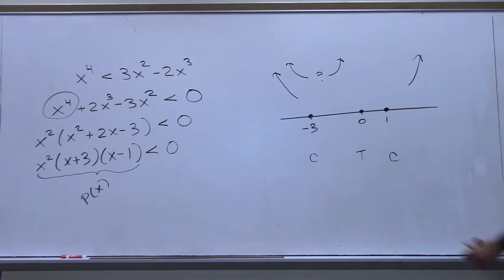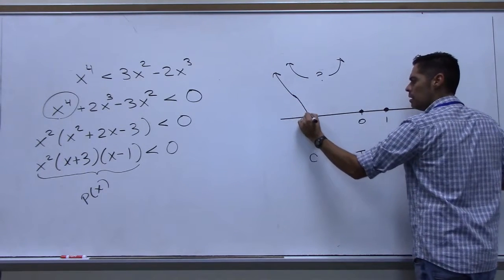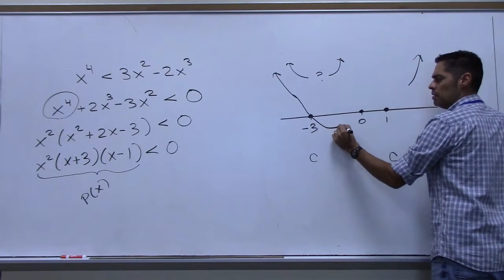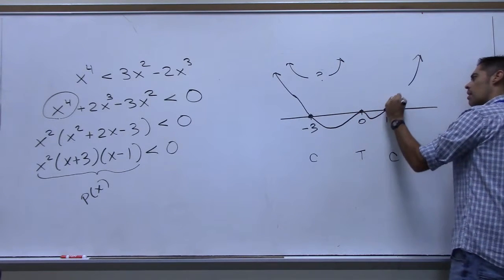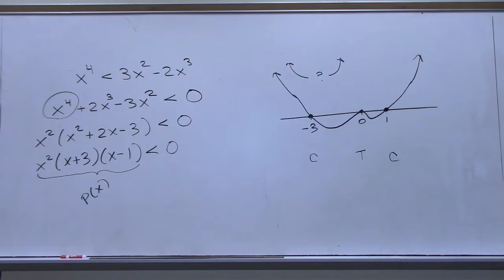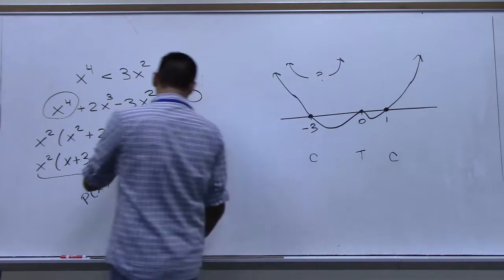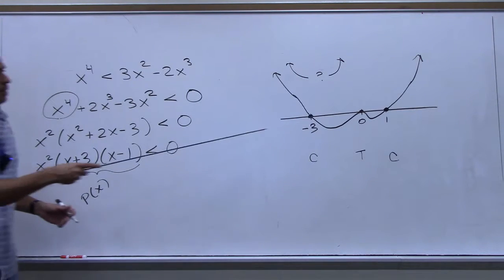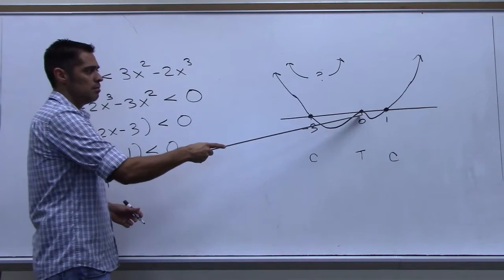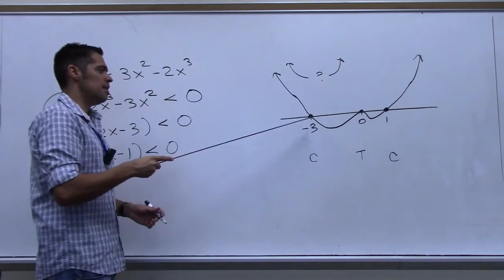All right, my two sides are going up. At negative 3, I will cross through. At 0, I will touch, and then back through up to 1 and cross through. It'll look like that. And I'm interested in determining where this polynomial is below the x-axis. Negative 3 to 0, 0 to 1. So why not just say negative 3 to 1?